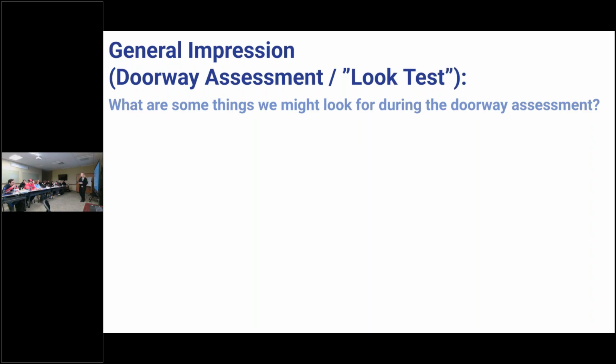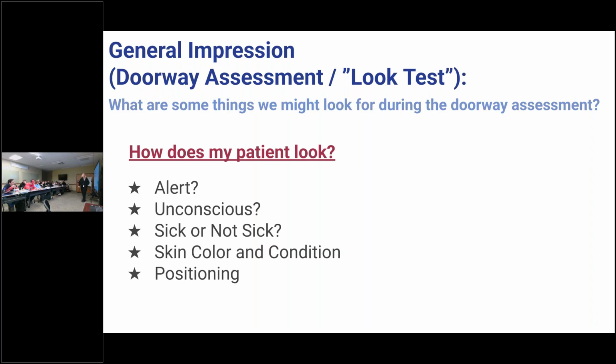So what are some things in a patient that we might look for during our doorway assessment? Right when we walk in, what might we observe of our patient? Skin color. Okay, anything else? Breathing, talking, yeah, that's a big one. Tripoding. Tripoding, perfect. So we want to assess, how does my patient look? Are they alert or are they unconscious? Again, are they sick or not sick? We can tell that a lot of times just by looking at someone. Skin color and condition, and then positioning. I think we hit all of those, so that's perfect.